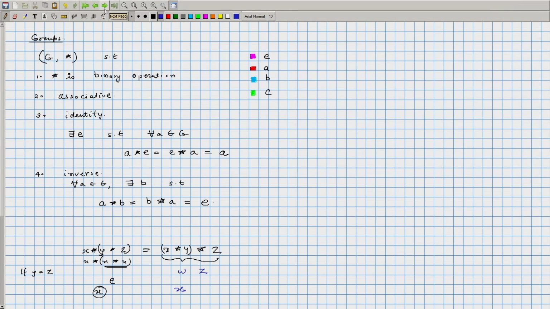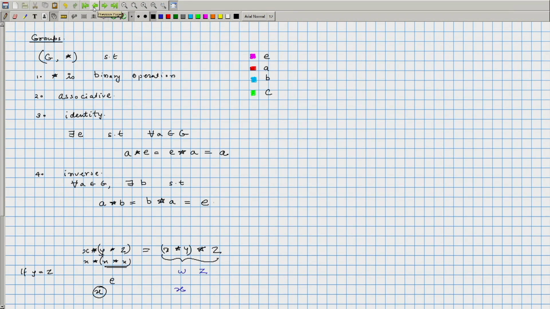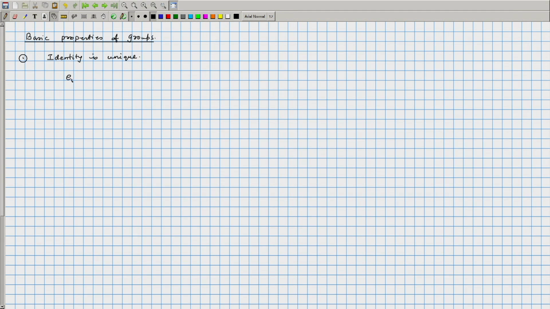Okay. So, let us look at some properties of groups. The first property that we will state is that the identity is unique. Every group will have a unique identity. If you look at the definition, we just said that there exists an element, there could be multiple. Okay. How do we rule out that case? So, suppose E1 and E2 were both identities of a group.